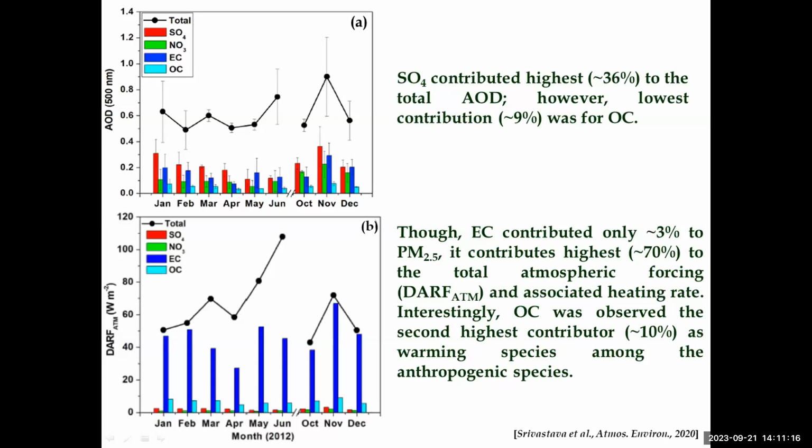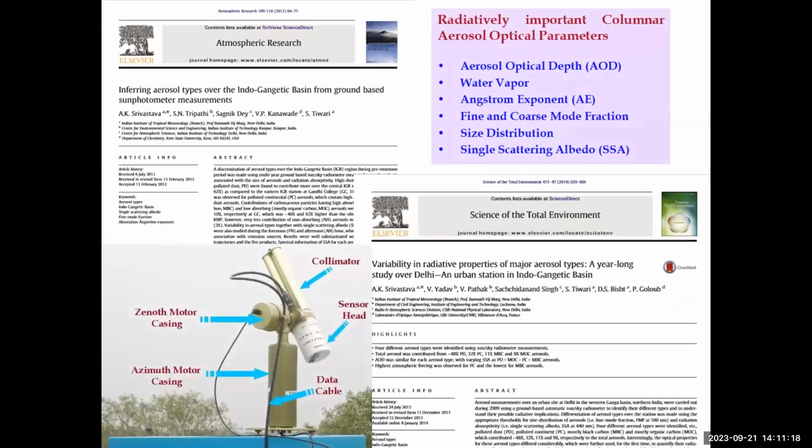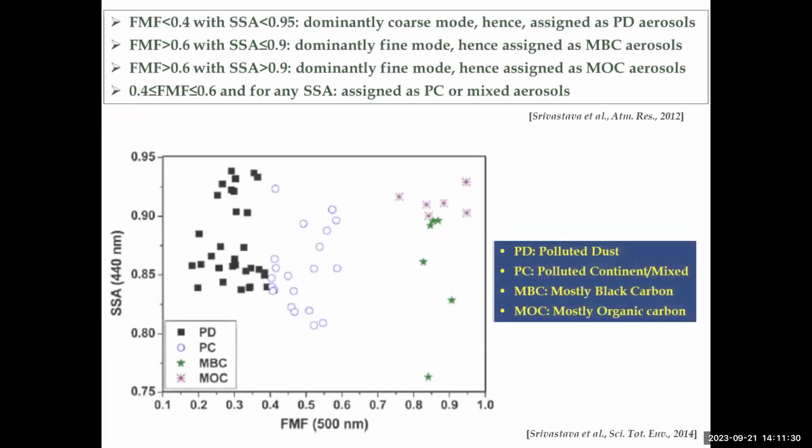Okay, now coming to the columnar characteristics, based upon columnar aerosol optical properties, we have inferred different aerosol types over the Indo-Gangetic Basin region. So we have utilized two different characteristics, fine mode fraction and single scattering albedo, and identified these four different types of air pollutants over the Indo-Gangetic Basin region: polluted dust, polluted continental, which is a mixed type of pollution, and then mostly black carbon and mostly organic carbon.